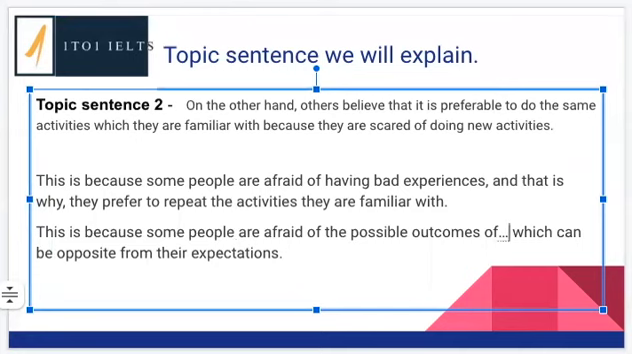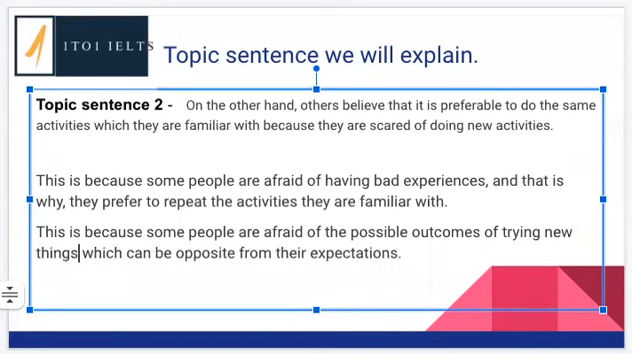Yeah, okay. Oh, trying these things, okay. But people are afraid of what's the outcome? Which can be the opposite from their expectations. So here we've got a relative clause. Is it adding information or is it defining the new things? It's adding it. This is a non-defining relative clause. So we put a comma before it, which can be the opposite from their expectations. I think this is a really, really nice explanation sentence.